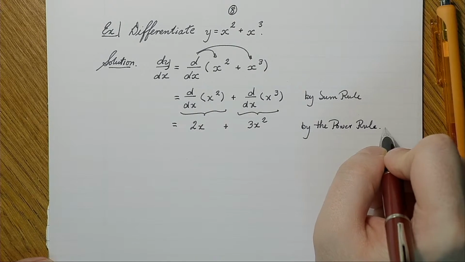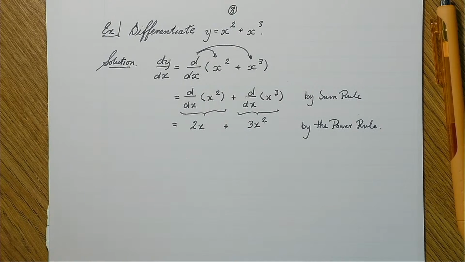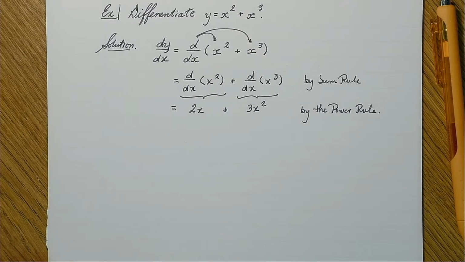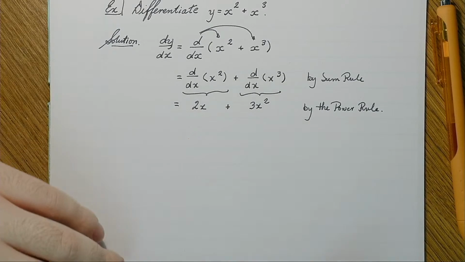Somebody wrote 3x squared. Did I do something wrong? Mr. Walker has written 3x squared. Yep. Oh, okay. I should ask more questions.